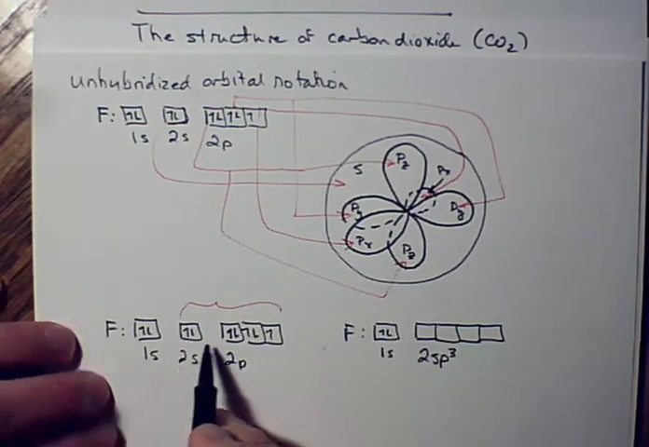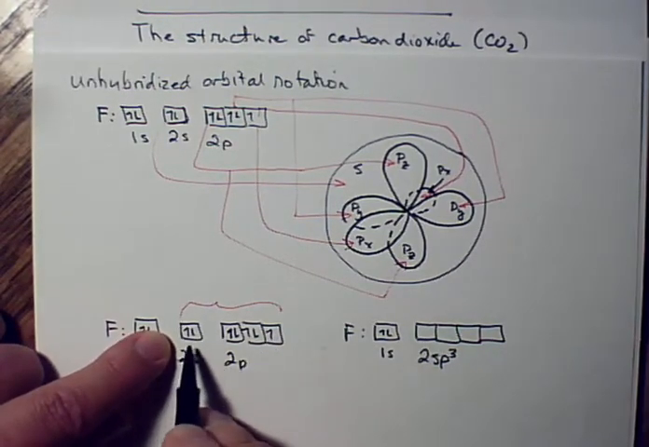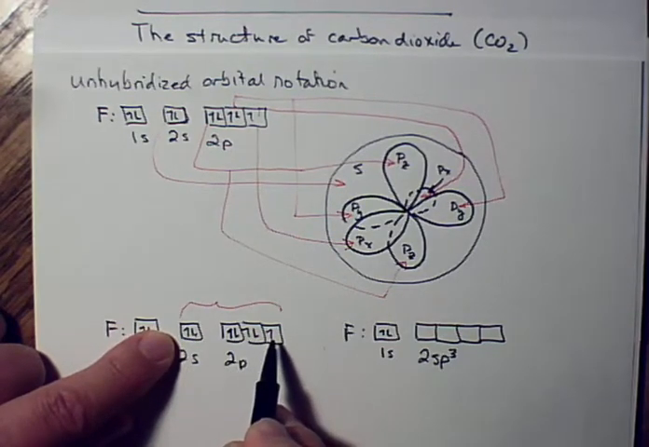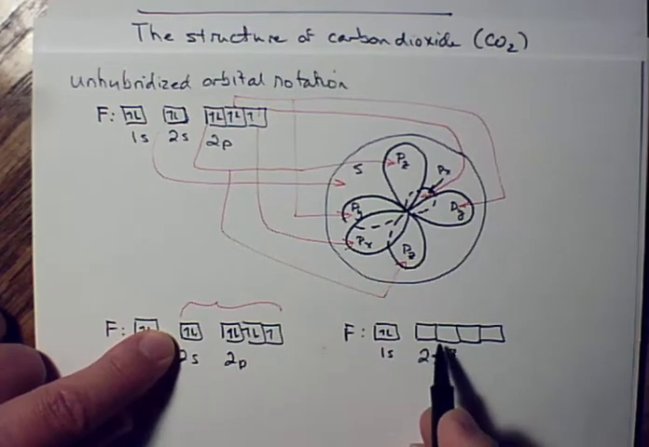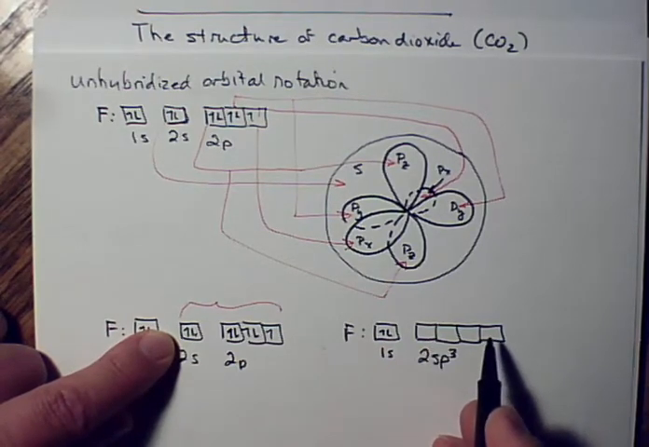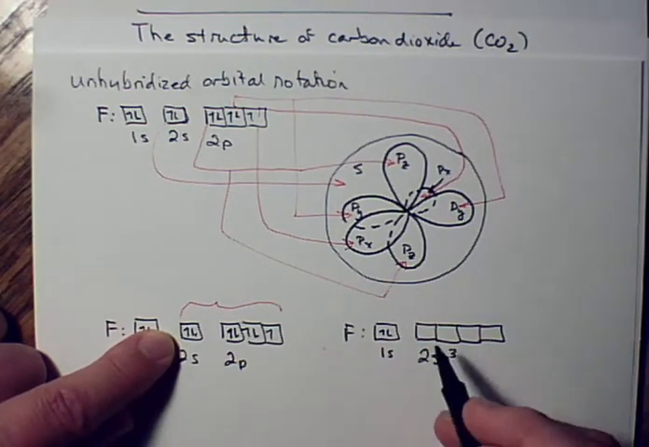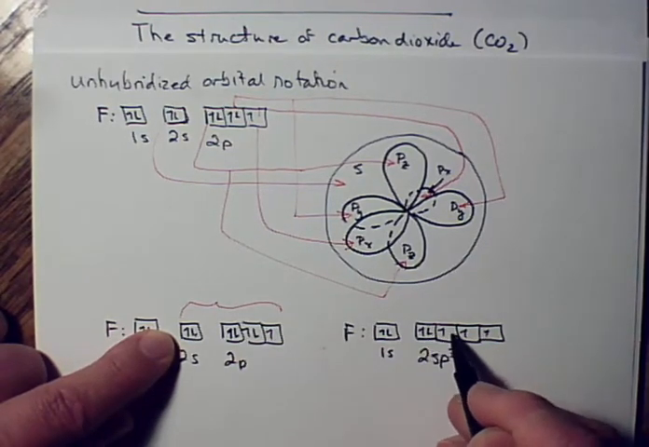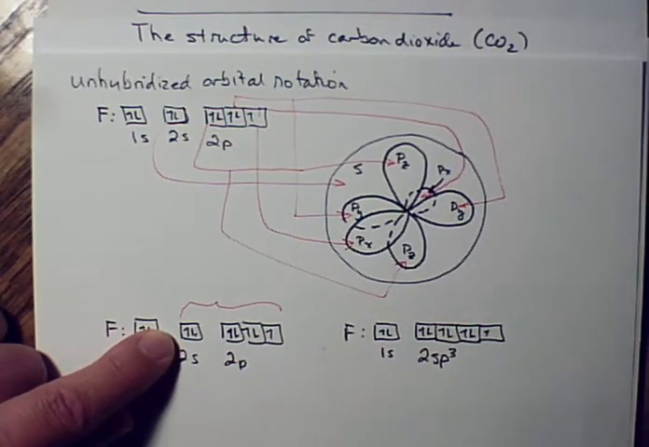We count all the electrons in the valence level, 1, 2, 3, 4, 5, 6, 7, and put all those in these orbitals one at a time and pair up where we need to. 1, 2, 3, 4, 5, 6, 7. And that's an sp3 set of hybrid orbitals.